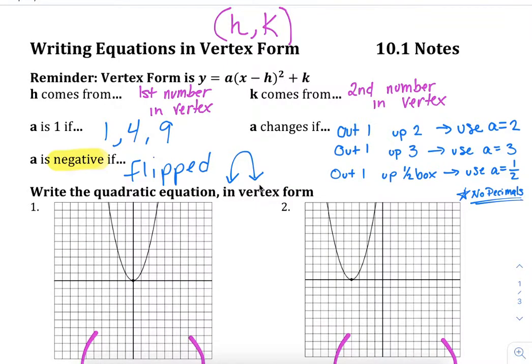Hey guys, we're back with the notes for 10.1. I know that we finished Unit 11 and we're going a little bit backwards, but that's okay.